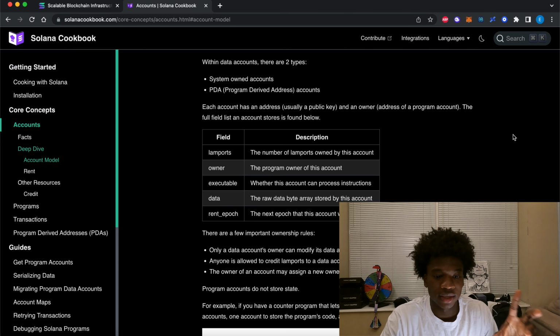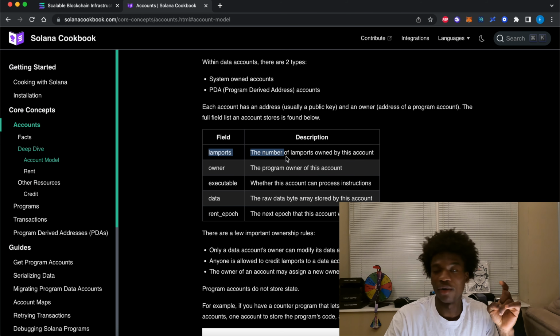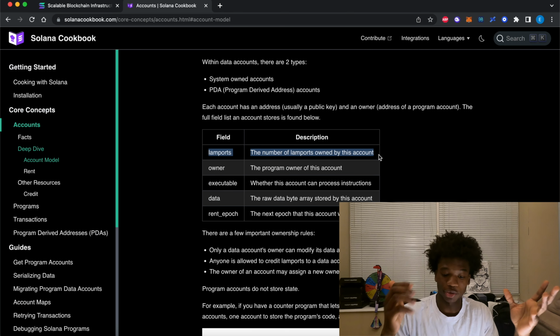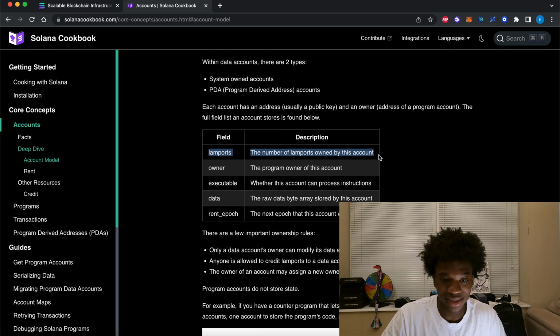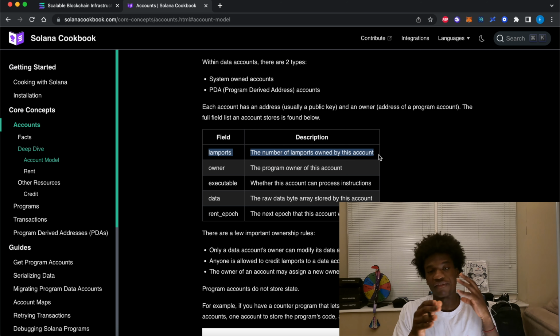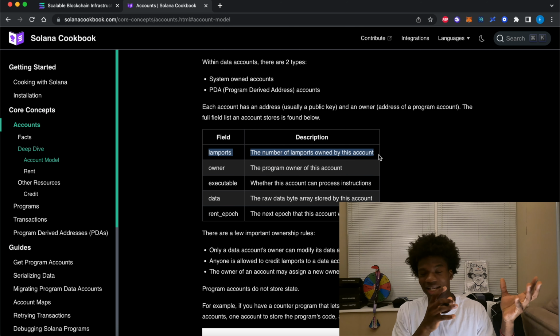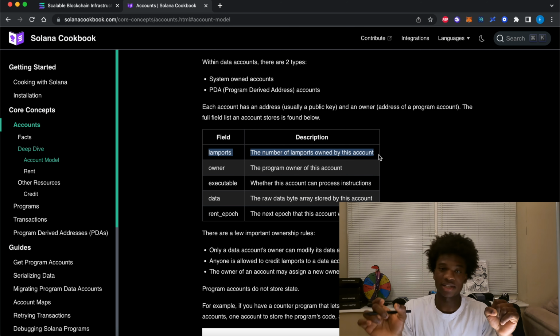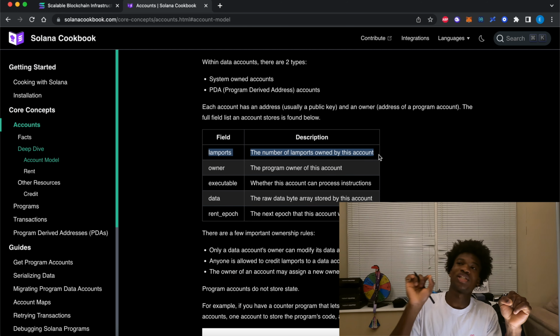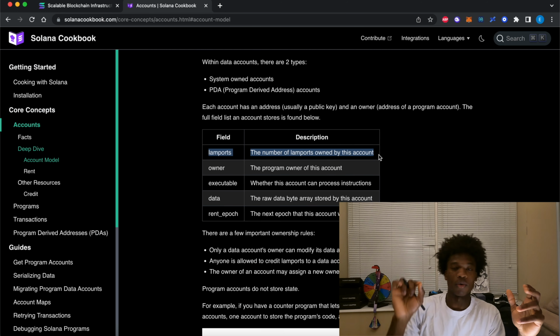The first field, or I would say architectural piece, of an account is lamports. Lamports, if you're familiar with Bitcoin, Bitcoin has Satoshi, and that is basically 0.00001 Bitcoin, essentially.